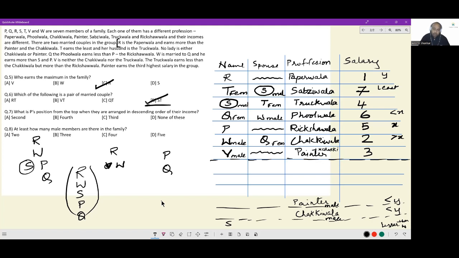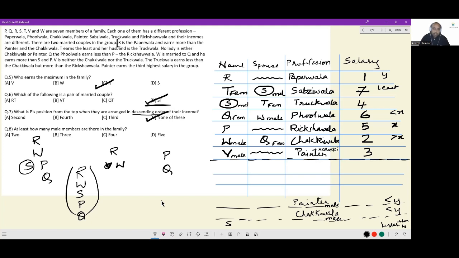What is P's position from the top when they are arranged in descending order of their income? Descending order would mean R has the highest salary here. So P's ranking has to be fifth. P's ranking has to be fifth because we don't have fifth in the option. Correct answer will be option D.